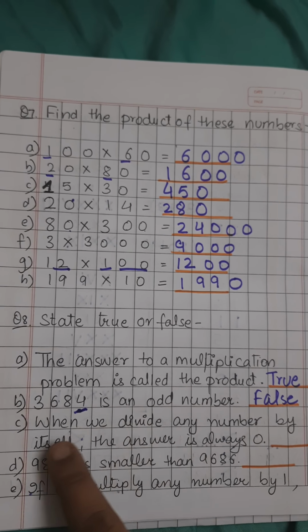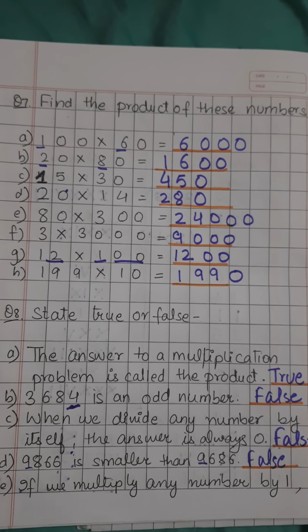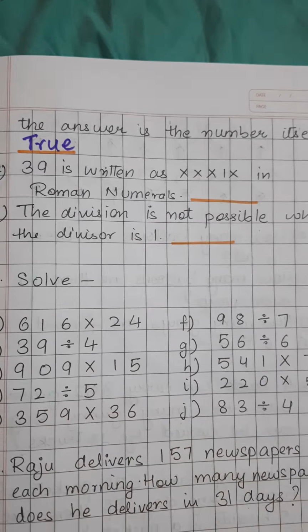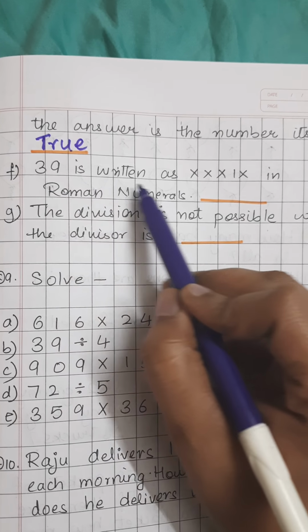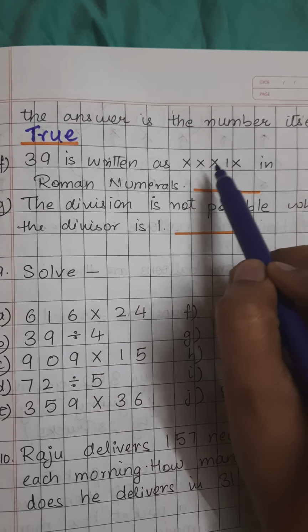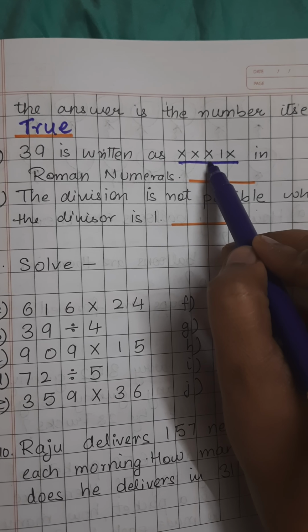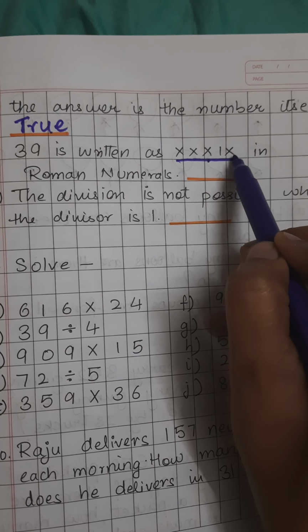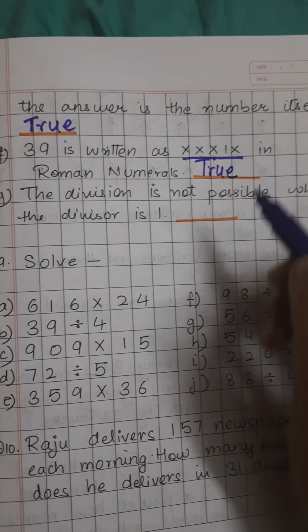Next statement, if we multiply any number by 1, the answer is the number itself. True. Like 4 ones are 4. Now 39 is written as like this in Roman numbers. Absolutely right, because XXX indicates 30 and IX is 9, 39. So this statement is true.